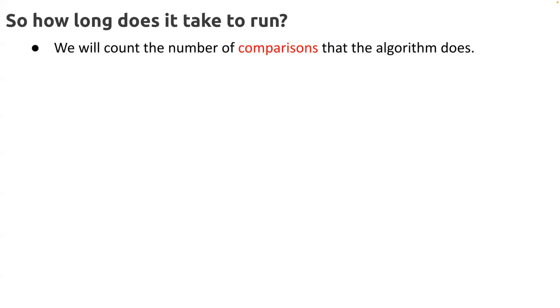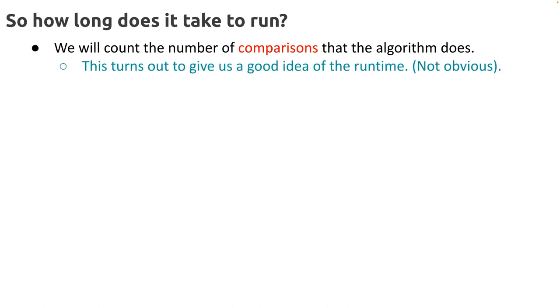So one thing that we're going to do here is count the number of comparisons that the algorithm does, okay? It is not obvious why this should upper bound our running time, so you can take it for granted that it does. This gives us a good idea of the running time. Intuitively, for each comparison, when you're comparing the pivot to a value because you're partitioning, the amount of work that gets done is constant. So if you can count the number of comparisons, then the total running time of the algorithm will be some constant multiple of that, okay?